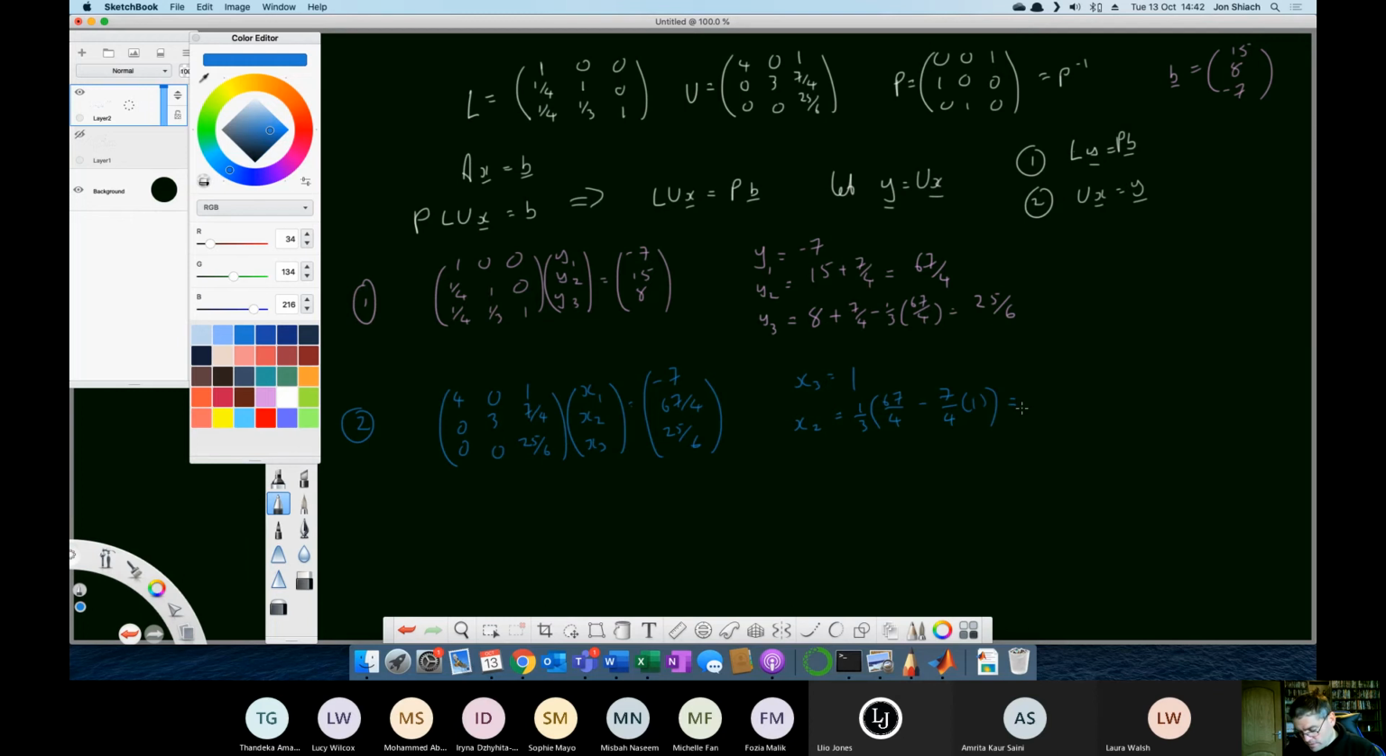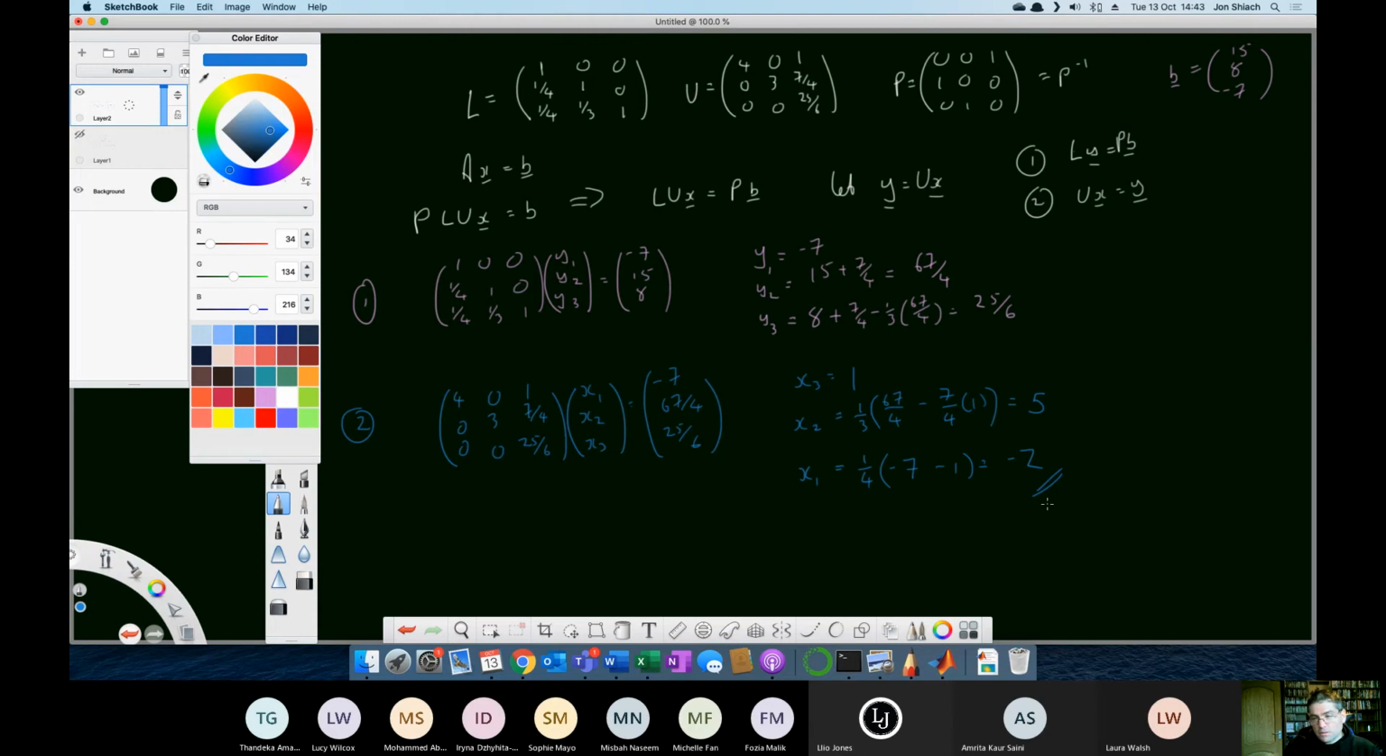So 67 over 4 minus 7 over 4 is going to be 60 over 4, which is 15. 1/3 of 15 is 5. You can see I kind of engineered the solution in the end to be hopefully quite nice. And for x1, the coefficient is 4, so that's 1/4. Minus 7, we've got 0 x2 and minus 1 x3, so it's a quarter of minus 8, so it's minus 2.